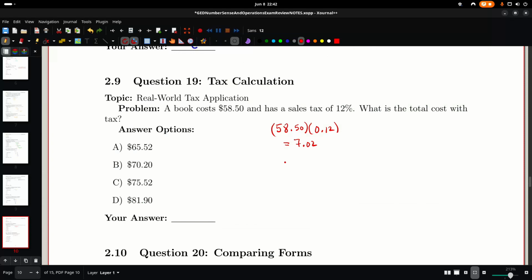And so that means we have to add the values. So therefore the total cost is 58.50 plus 7.02, and so that's 65.52. $65.52, and that looks like answer A. So that looks pretty good there.